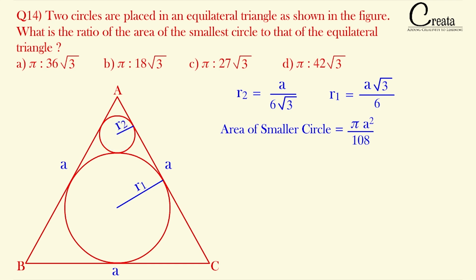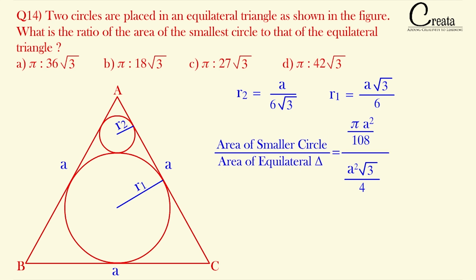Now we will calculate the area of this triangle. And we know the formula of the area of an equilateral triangle is a square root 3 upon 4. So we got the area of the smallest circle and the area of the triangle. Let's calculate the ratio. On solving, we got the ratio as pi is to 27 root 3. That is the answer to this question.